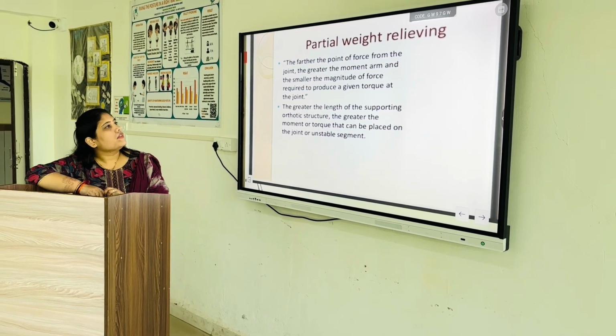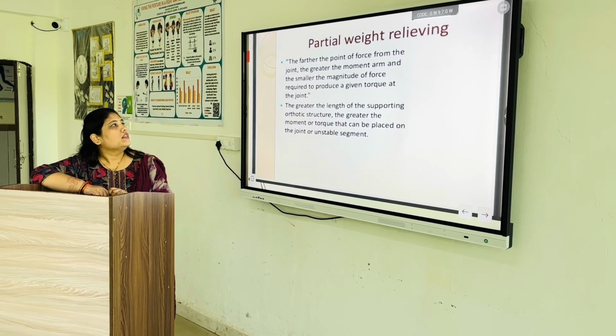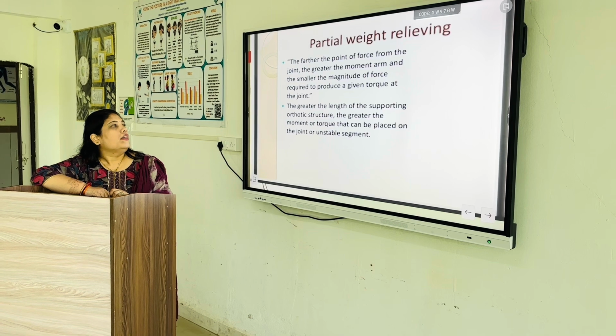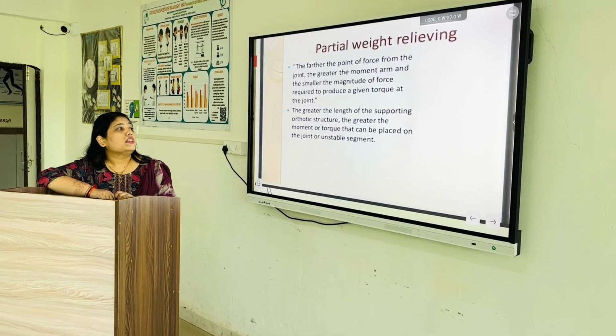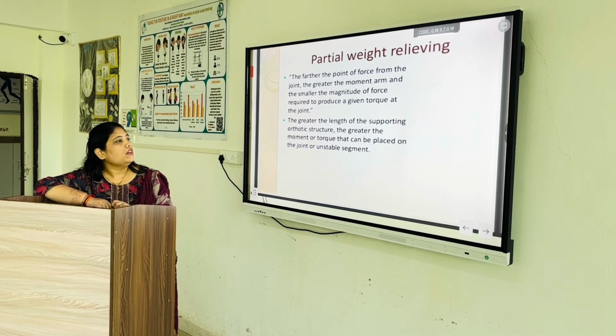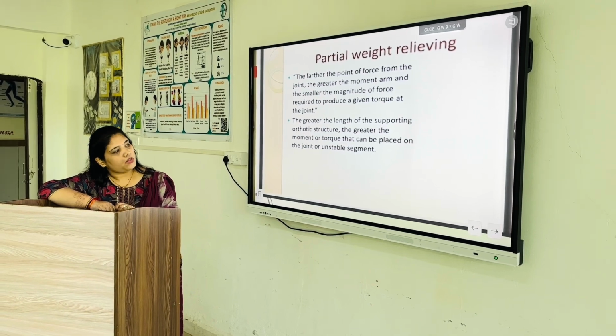Now, partial weight relieving system. The further the point of force from the joint, the greater the moment arm and the smaller the magnitude of force required to produce a given torque at the joint. The greater the length of the supporting orthotic structure, the greater the moment or torque that can be placed on the joint or unstable segment.